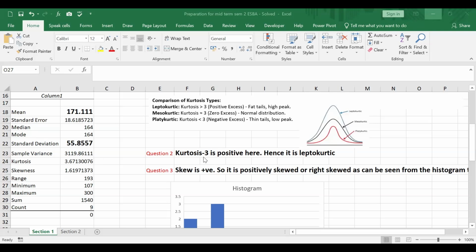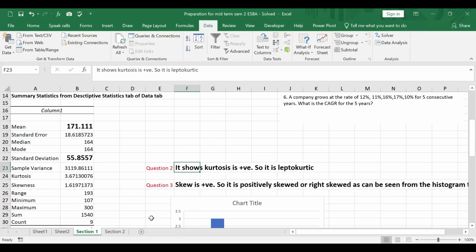But if it is almost equal to 3, nearly equal to 3, then it is called normal distribution. And if this kurtosis value minus 3 is negative, then it is called platykurtic. In this case, it is leptokurtic. Skew is also positive. So it is positively skewed.